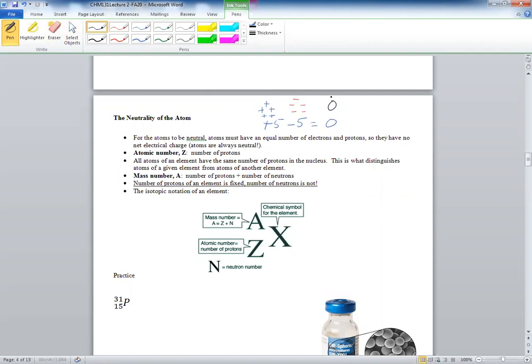So there are two important numbers that you have to remember. The terminology is very critical here. The first number is called the atomic number, and that's the symbol Z. And it's the number of protons. And this number is very important because this one determines the identity of an element. And this number does not change.